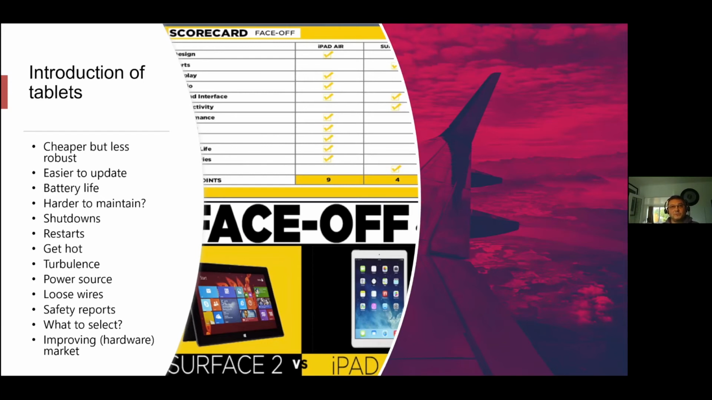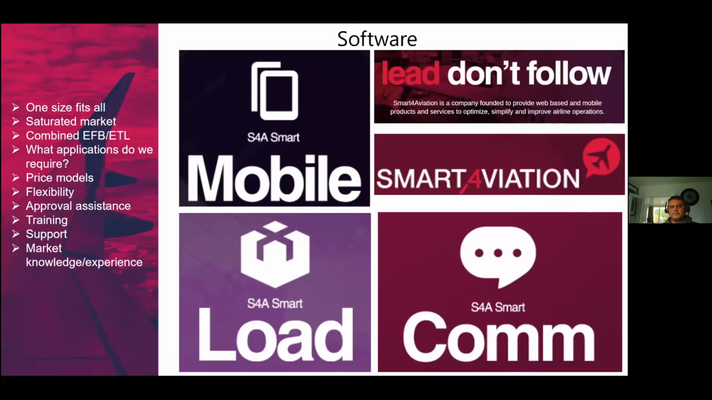Also, do I buy them? Do I lease them? What insurance have I got on it? What warranty have I got on it? There's all sorts of different questions that airlines need to ask themselves when they're going through this journey and making that decision. The software, so this is where we come in at Smart for Aviation. We offer a one-size-fits-all model.